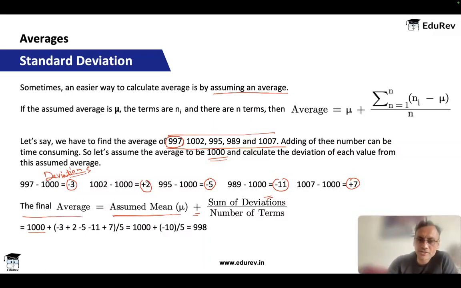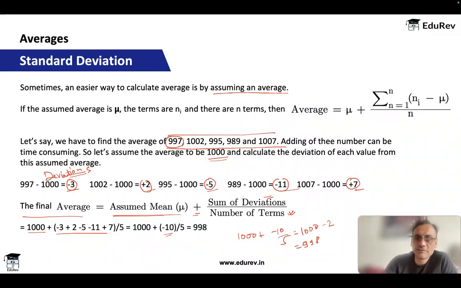Okay, so you add all the deviations with their sign. So minus 3, plus 2, minus 5, minus 11, plus 7. You do all this, which gives you minus 10, and you divide it by the number of terms. Okay, so 1000 plus minus 10 by 5, which will give you 1000 minus 2, which will give you 998. So that's how you can get the answer.